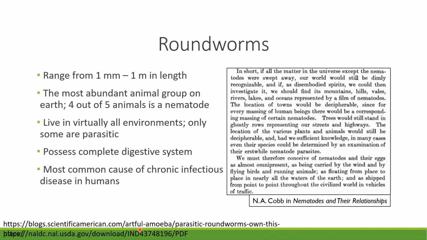Now, roundworms, since we discussed flatworms already, range from about 1 millimeter up to 1 meter in length. They're actually the most abundant animal group on Earth. About 4 out of 5 animals on Earth are a type of roundworm called nematodes, and so they live basically in all environments where you find animals. Only a select few of them are actually parasitic, but they are important to be aware of.